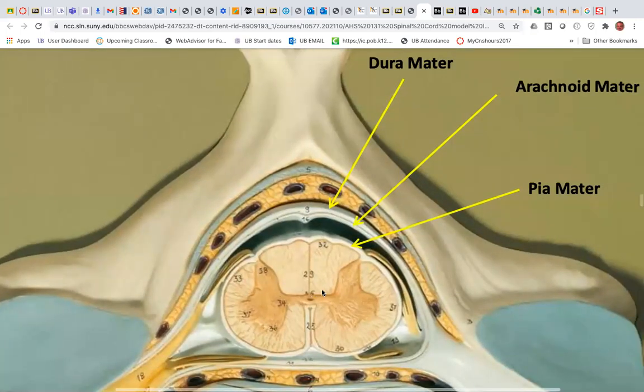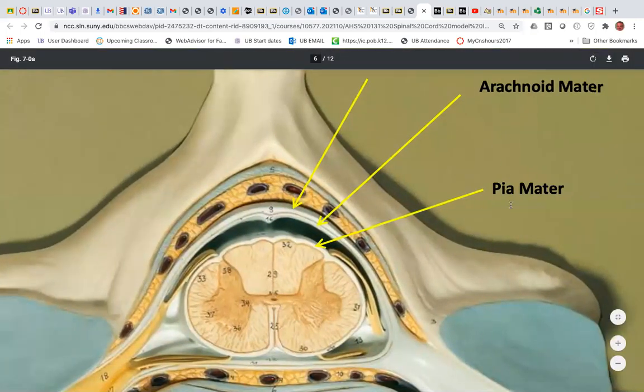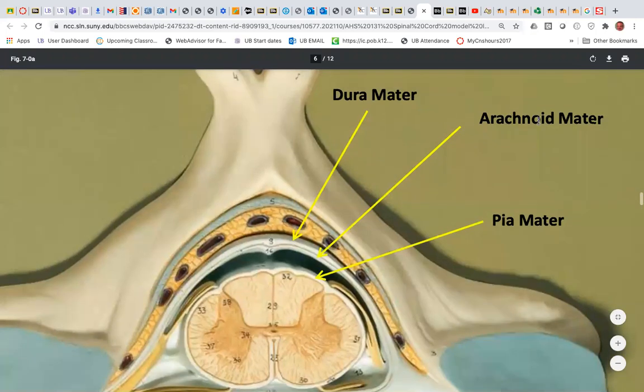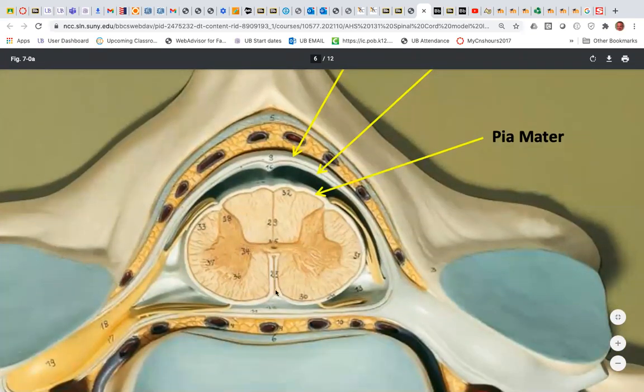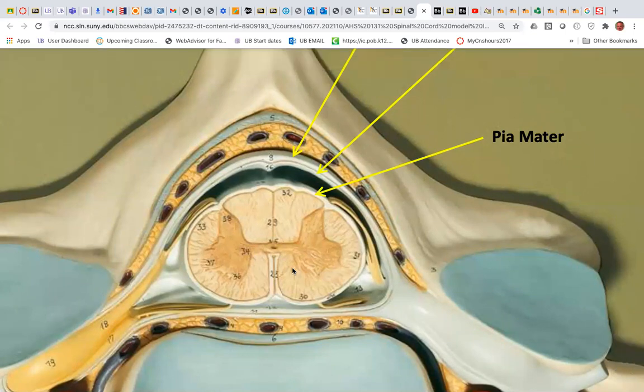This is a great slide because now we're looking at the three meninges, the pia mater, arachnoid mater, and dura mater. So here is the spinal cord. And when we look at the spinal cord, we said that the layer that is closest to the cord itself is the pia mater. That's this layer going all the way around, okay?